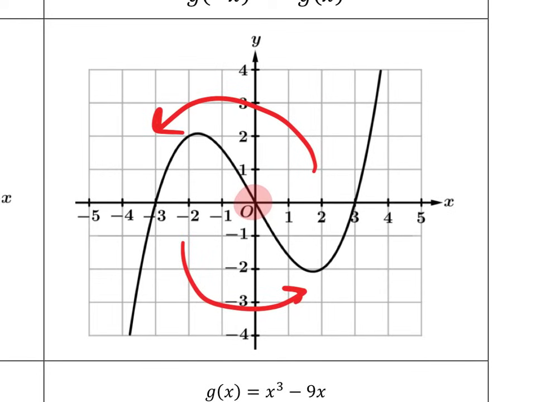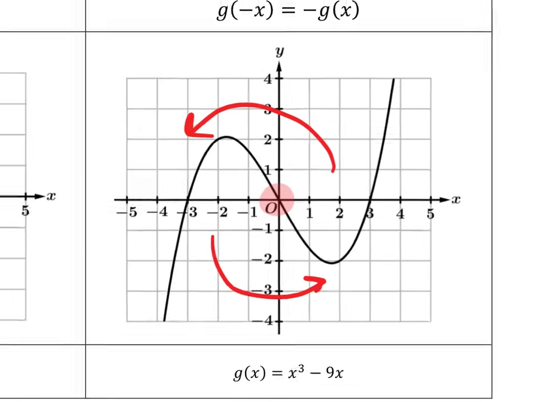But if I put a pin right here and I spun my iPad, doesn't that look the same? That's odd. If you can put a pin in the origin and rotate it over and it looks the same, that's odd. It is a double reflection. It's a reflection over the x and then the y. That's another way to think about it. I like to rotate things, so that's how I've always remembered.